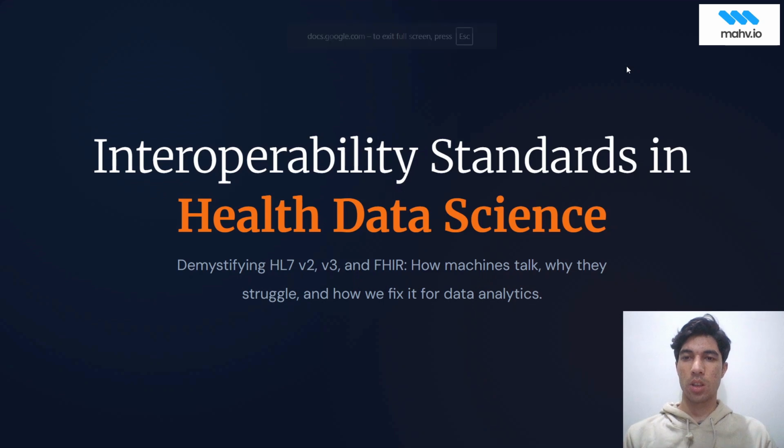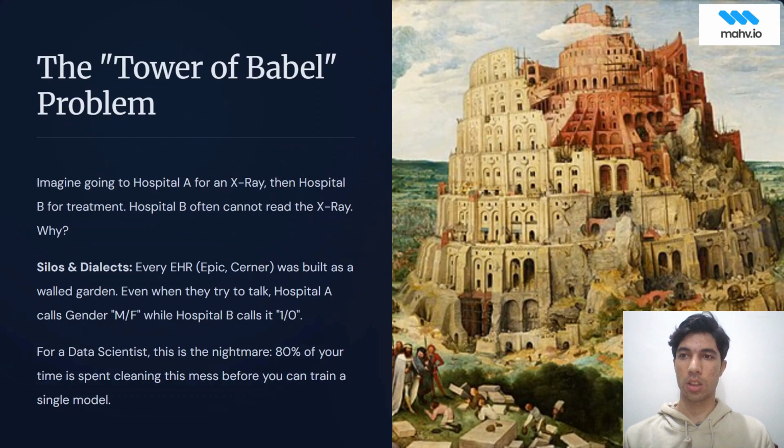Hello everyone. So today we'll be discussing different health data standards, specifically FHIR and HL7. We'll be looking into how computers communicate health data and why they often fail, and then how do we fix these problems and how are we finally fixing these problems in modern health data sciences.